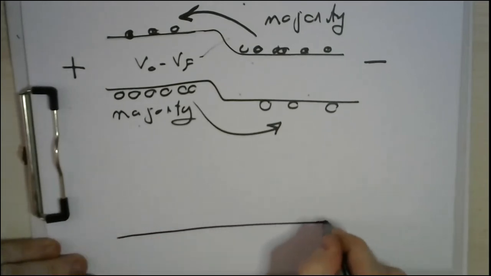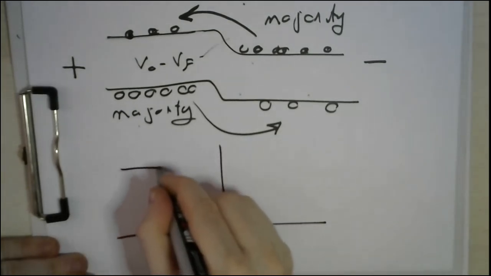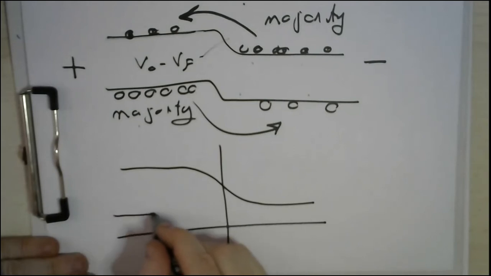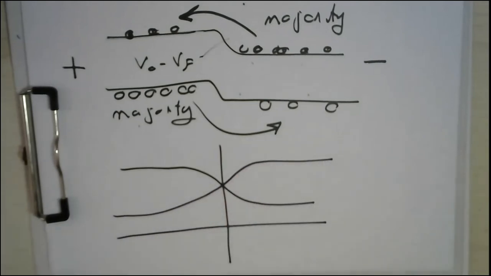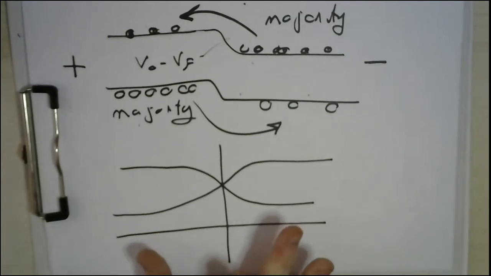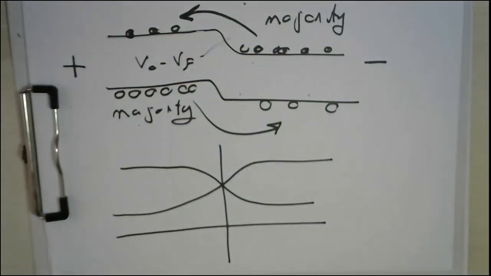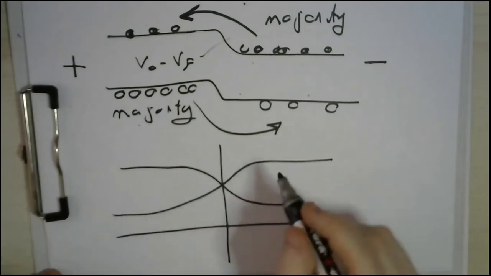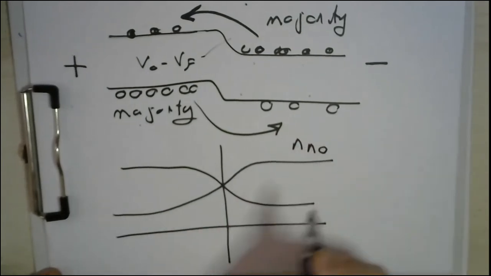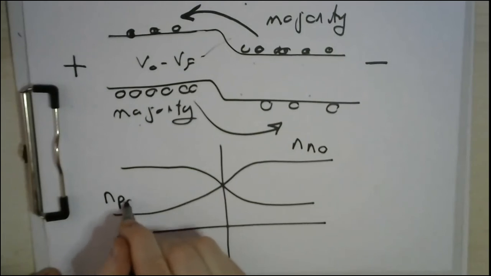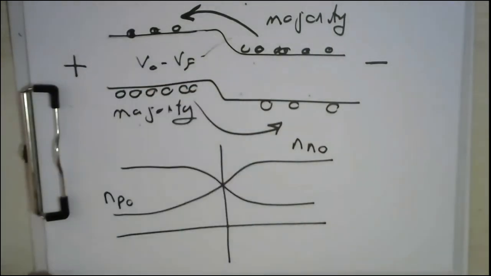So this is the energy band diagram under thermodynamic equilibrium. Sorry, this is not the energy band diagram. This is the carrier concentration at thermodynamic equilibrium. How will this carrier concentration be affected by this movement? Okay, let's start, for example, with electrons. So this curve is for electrons. So this is Nn0, and this is Np0. This is the majority electrons, and this is the minority electrons.